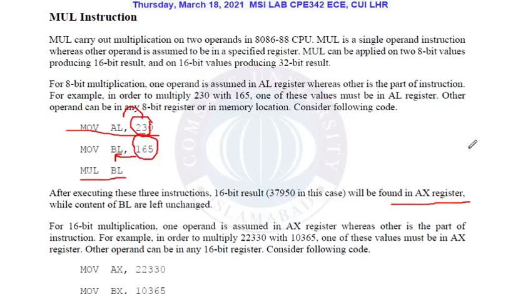In case of 8-bit multiplication, the first operand will always be in AL, and the second operand can be in any general purpose register. And similarly, after the execution of multiplication, the answer will be found in the AX register in case of 8-bit multiplication.